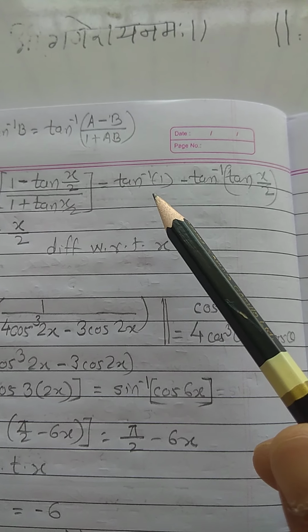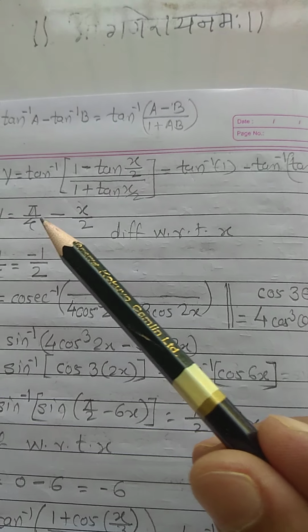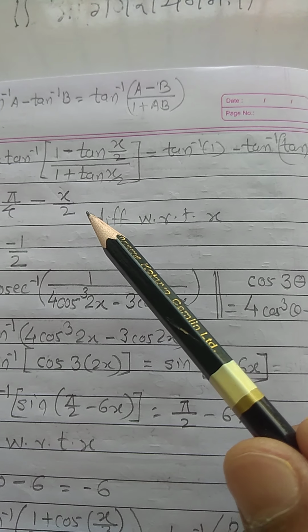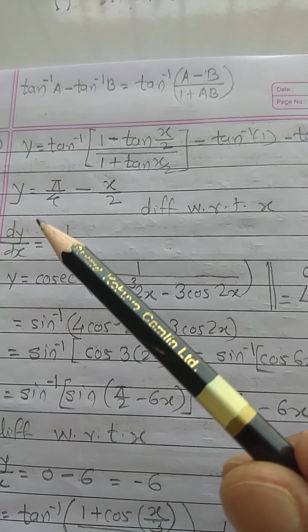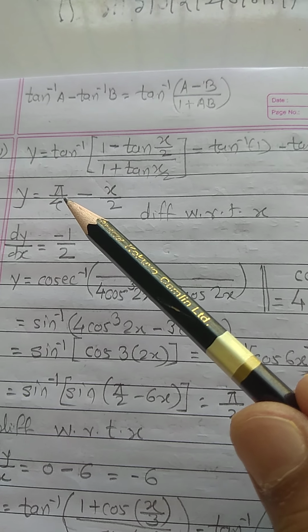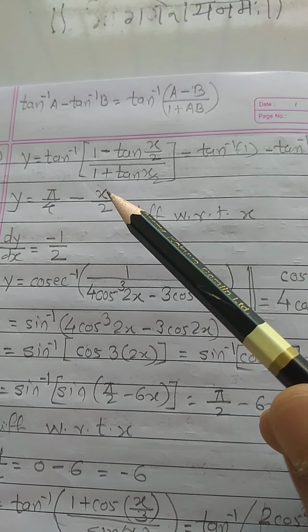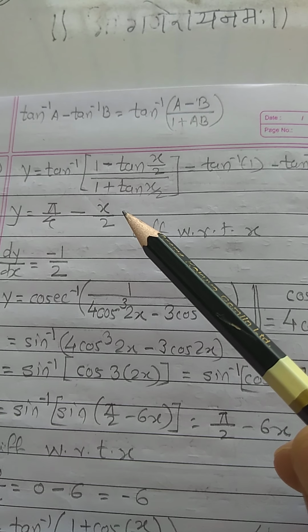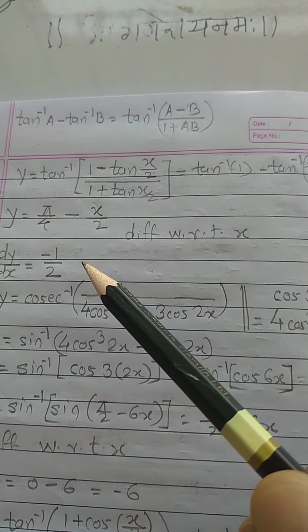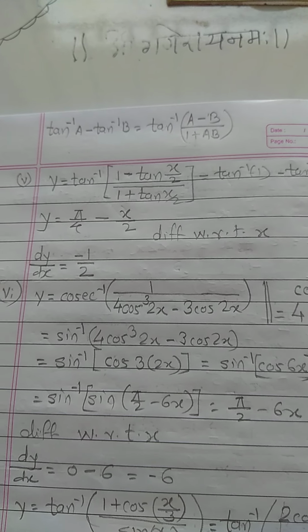Similarly here also tan inverse of 1 is pi by 4. Tan inverse of tan of theta is always theta. Differentiating with respect to x, derivative of a constant is 0. Therefore derivative of pi by 4 is 0. This half along with x remains as it is and derivative of x is 1. So the final answer is minus half.